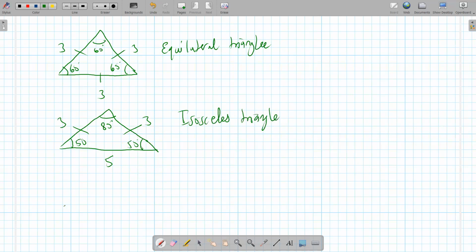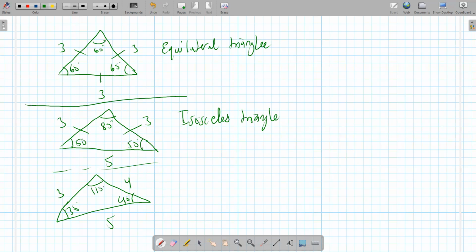And then finally, you can have something like this, where none of the sides are equal. You can have 3, 4, 5, and then angles 30, 40, and then 110, something like this. So if none of the sides are equal and none of the angles are equal, that's called a scalene triangle.